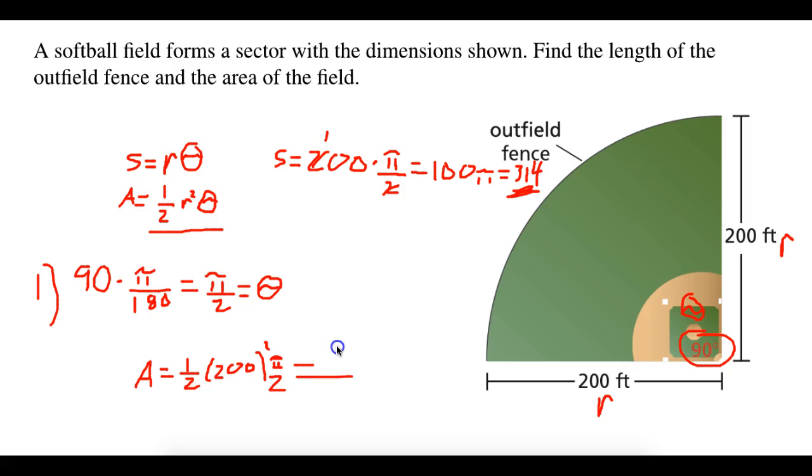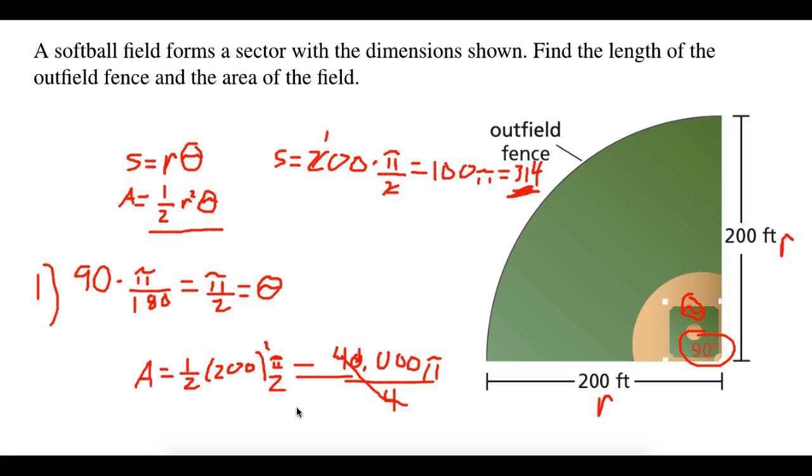So that's going to equal 40,000 pi over 4. And when those simplify down, we're going to end up, I'm sorry, that's 10,000 pi. So we're going to end up with 10,000 times pi for our area right there.